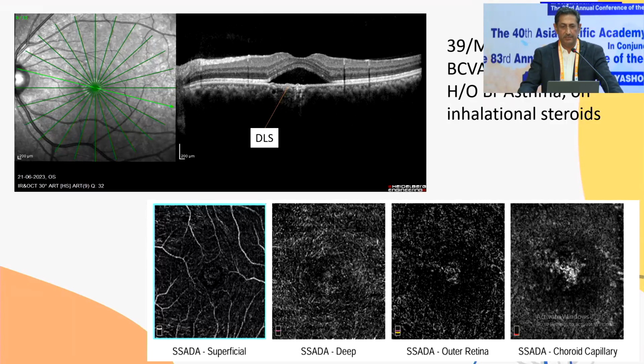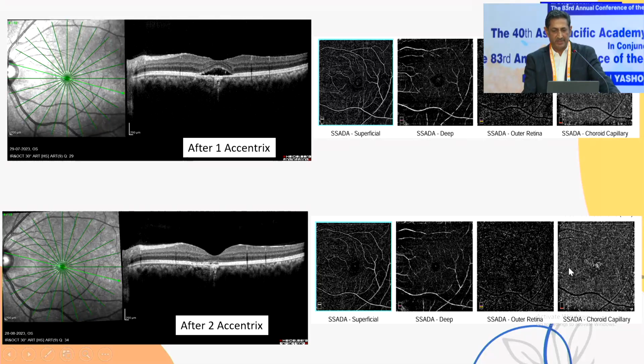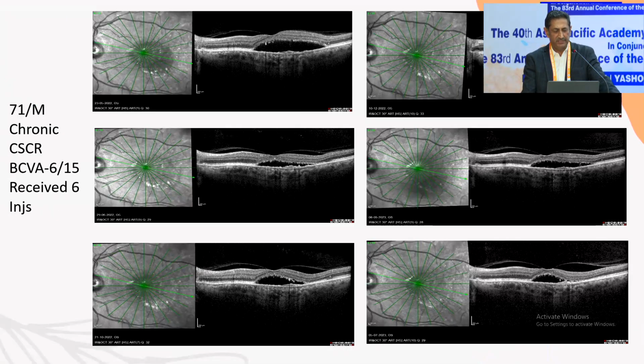This is one of our cases, a 39-year-old male, chronic CSCR, 6/9 vision, and you can see this is a flat irregular PED. There are Haller vessels here, and the OCTA picks up the neovascularization here. So the patient received 2 anti-VEGFs, and the patient did well. This is another case. The patient did not really do well. Even with 6 injections, it's not getting dry. So I think PDT could be one option in this, but the availability is an issue in India.